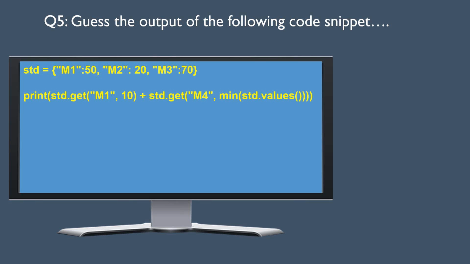Question number 5. Pause the video and guess the output of the following code snippet. The output of this code snippet would be 70. We will check why we got 70 as output for this code now.